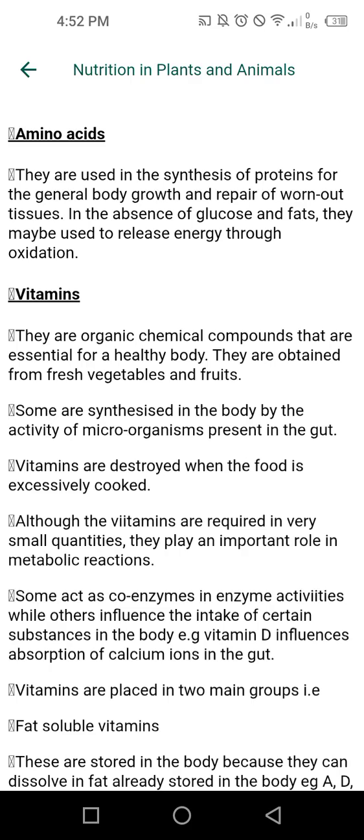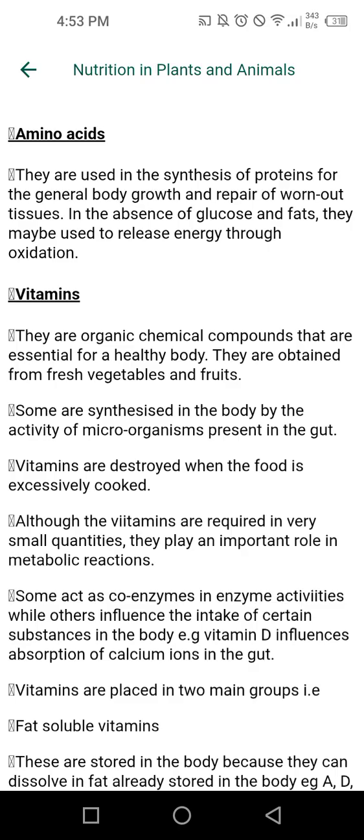Vitamins. They are organic chemical compounds that are essential for a healthy body. They are obtained from fresh vegetables and fruits. Some are synthesized in the body by the activity of microorganisms present in the gut. Vitamins are destroyed when the food is excessively cooked. Although the vitamins are required in very small quantities, they play an important role in metabolic reactions. Some act as coenzymes in enzyme activities while others influence the intake of certain substances in the body, e.g., vitamin D influences absorption of calcium ions in the gut.